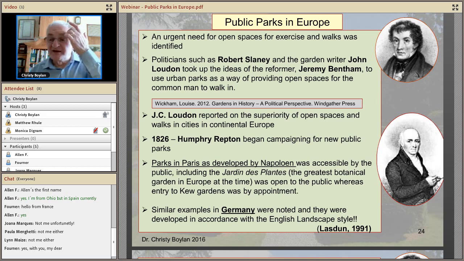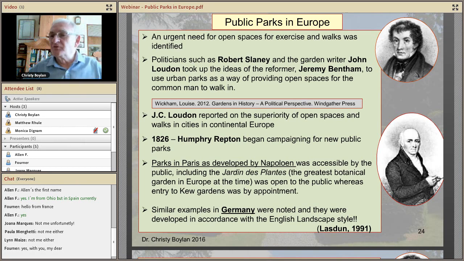So this was the beginning of somebody recognizing the value. And Jeremy Bentham had written a theory of utilitarianism, and it had influenced Robert Slaney and his view on public parks' importance in benefiting society as a whole. So there was this urgent need for open spaces for exercise and walks, and it was identified, and we've already mentioned Robert Slaney and John Loudon and Jeremy Bentham, and you could say they lobbied for a way of providing open spaces for the common man to walk on.